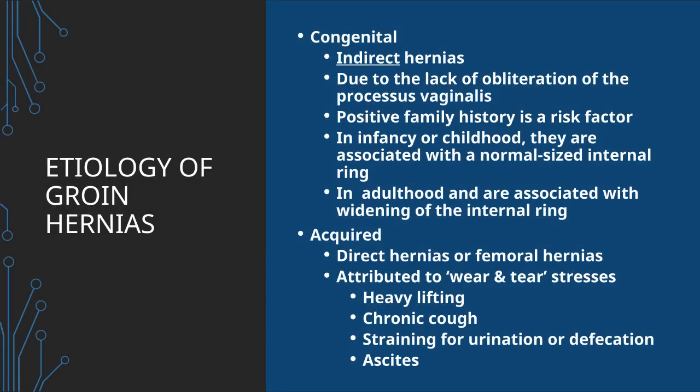Indirect hernias are congenital and are due to the lack of obliteration of the processus vaginalis. A positive family history is a risk factor when these hernias present in infancy or childhood. They are associated with a normal-sized internal ring, while in adulthood, they are associated with the widening of the internal ring. Acquired hernia includes both direct inguinal hernias and femoral hernias attributed to wear and tear stresses and associated with heavy lifting, chronic cough, straining for urination or defecation, and ascites.